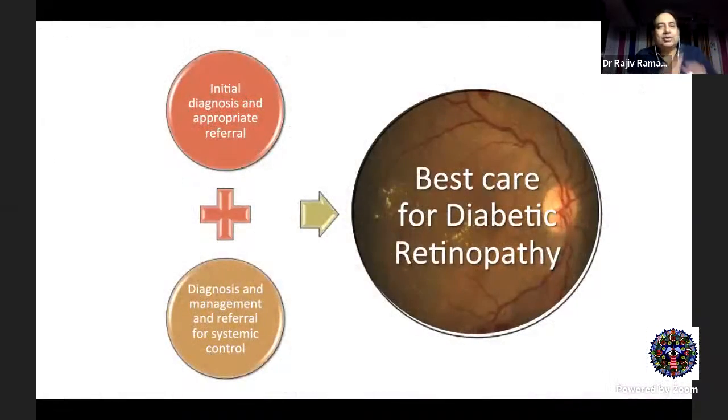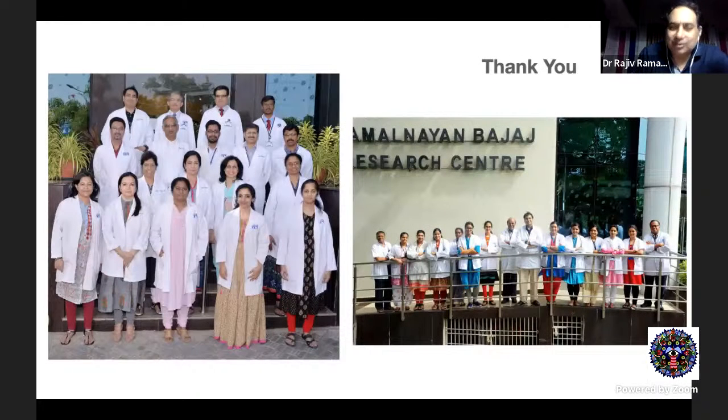So to conclude, a good initial diagnosis by a good screening and appropriate referral, and also the systemic management and a good systemic control, we can offer the best care for diabetic retinopathy. Thank you once again. I'll be happy to take any questions. This is my diabetic retinopathy team and my retina team at Nethralaya.